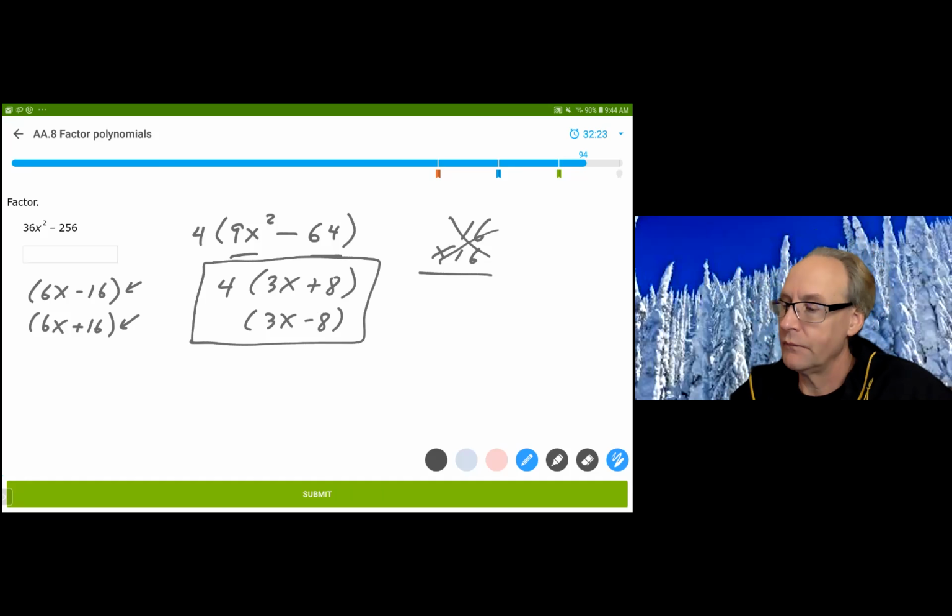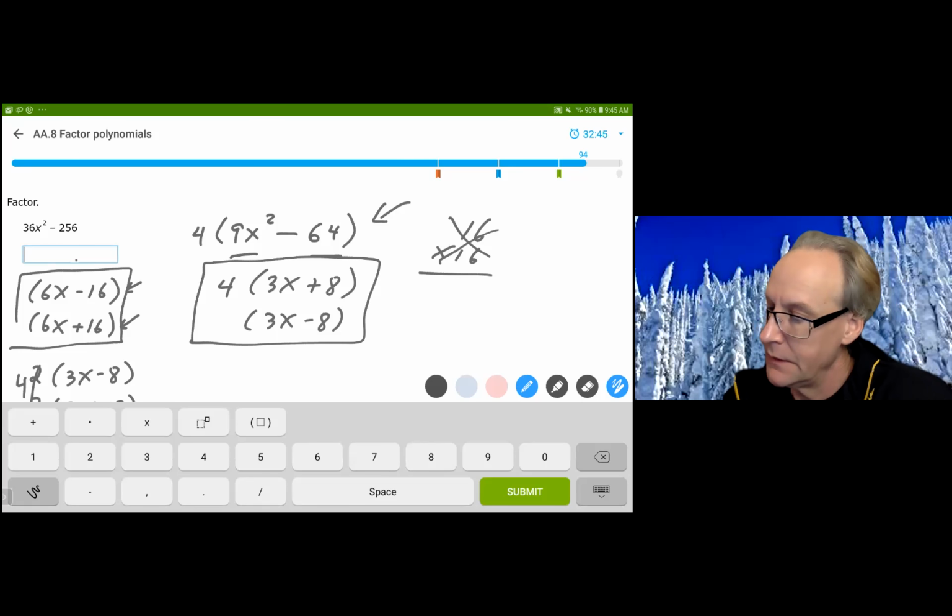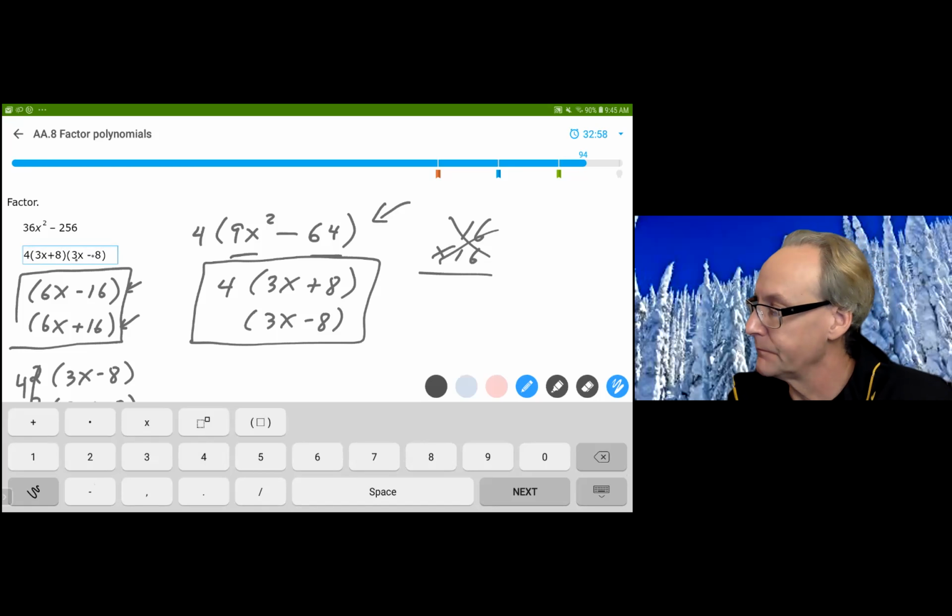So it was important to take out the common factor. This is not wrong. I could take out the first one, take out the 2, and you get 3x minus 8. Take out the 2 out of the second pair, and you get 3x plus 8. And of course, 2 times 2 is the 4. And either one works. So whatever makes more sense to you. That's 4 parentheses, 3x plus 8, and we have a 3x minus 8. Looks good.